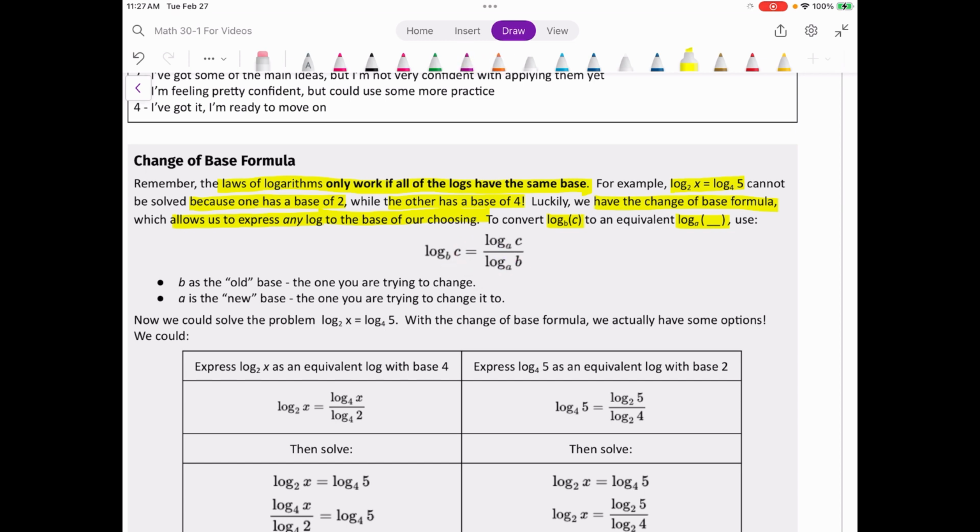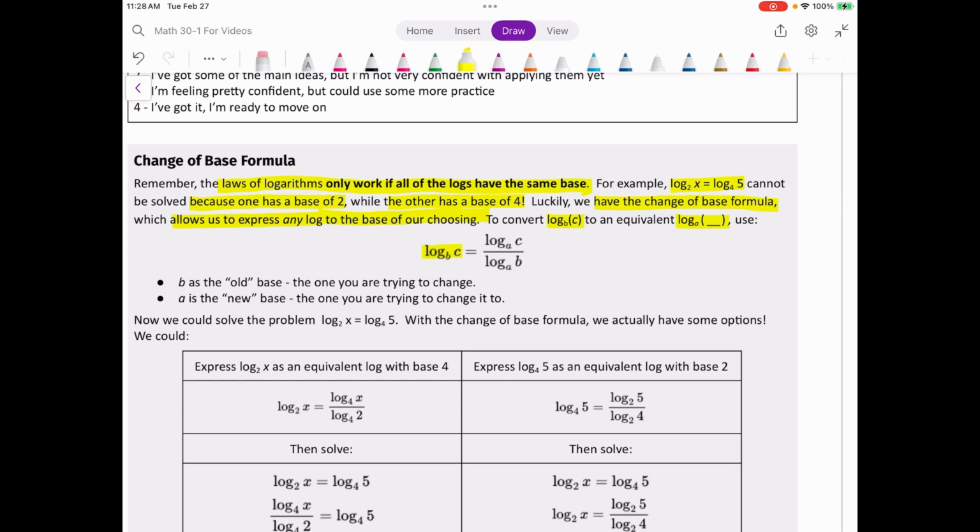It looks a little weird at first, but all it's saying is that if you want log base b of c, and you want to change that from something in terms of a log base b to something in terms of a log base a, here's what you do. You take log base a of the argument over log base a of the base. That's actually it. So I just look at it as: take log base, whatever you want to get it to, of c over log base, whatever you want to get it to, of b.